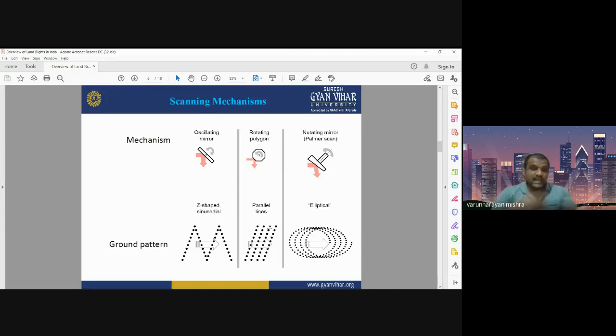So this is the scanning mechanism. How that scanner works is dependent on how its mirror rotates, and what kind of mirror is used in that system. So this is all about the scanning mechanism of a lidar system.